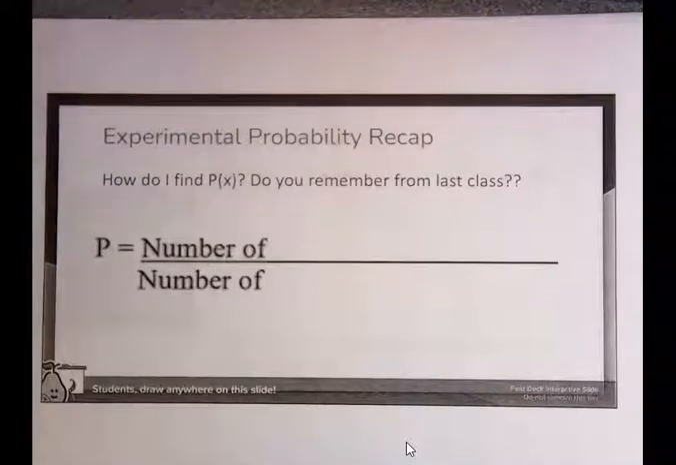Hey guys, welcome to 13.2. We're going to be talking about some more probability. We're going to recap what you guys learned last time real quick.